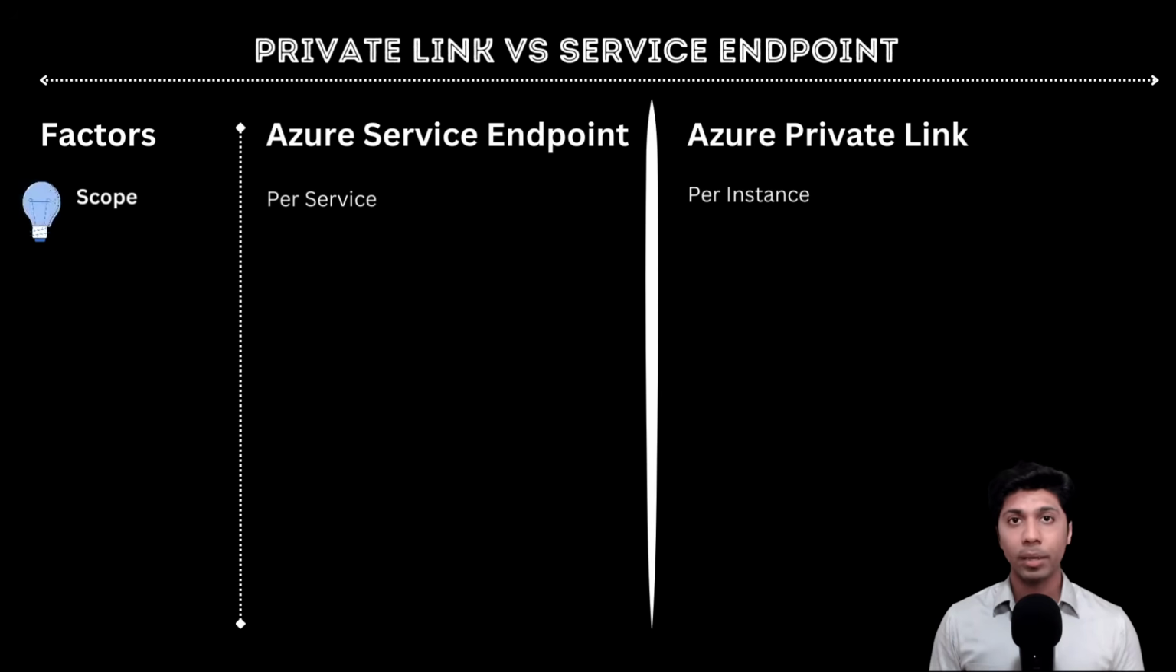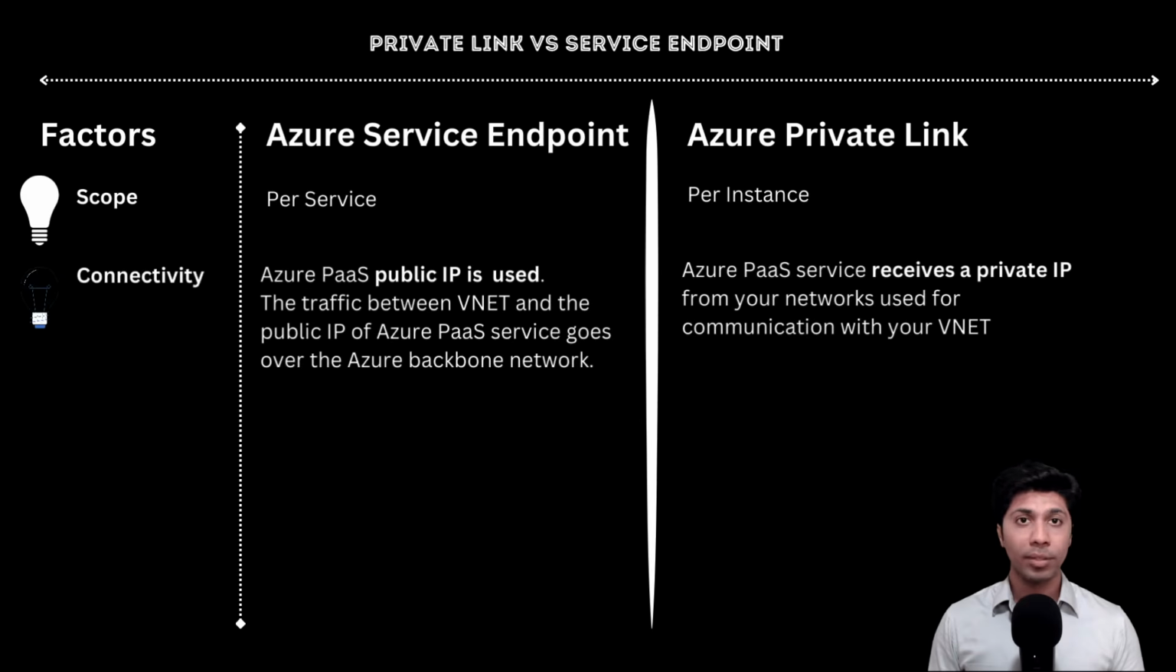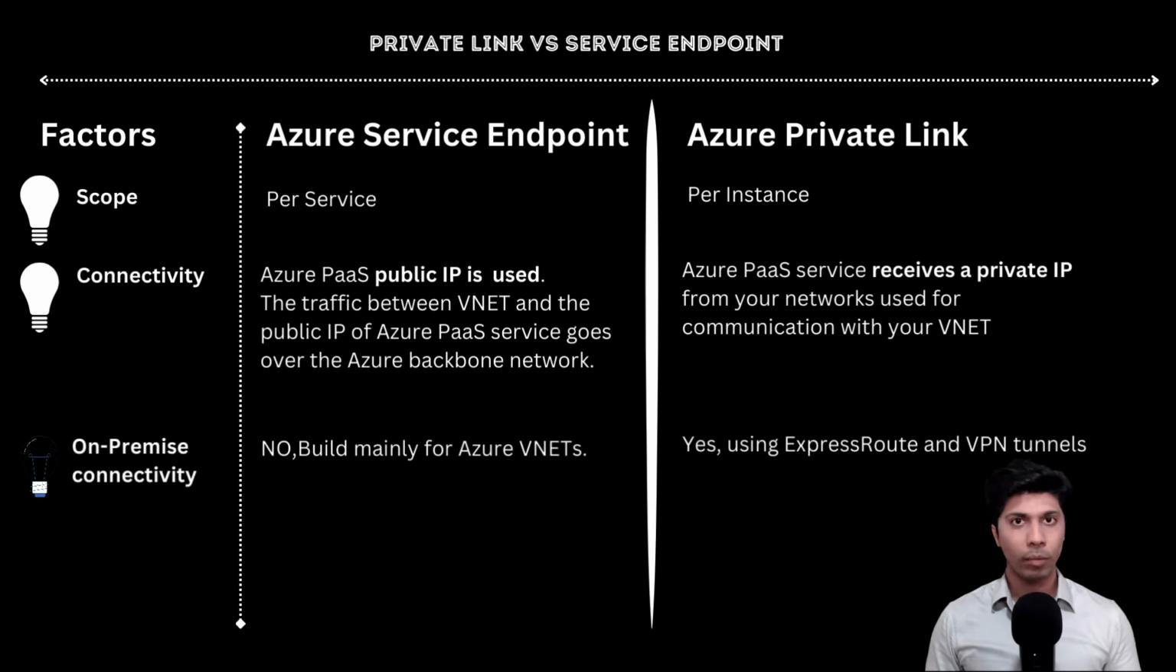Next factor to compare is connectivity. In Service Endpoint, the public IP of the PaaS service is used to connect. The traffic between the VNet and the public IP of the service goes over the Azure backbone network. In Private Link, the Azure PaaS service receives a private IP from the VNet used to communicate with your VNet. Next is on-prem connectivity. For Service Endpoint, we cannot connect from on-prem, only from the Azure VNet, whereas Private Link offers connectivity from on-prem to the PaaS service using ExpressRoute or VPN tunneling.